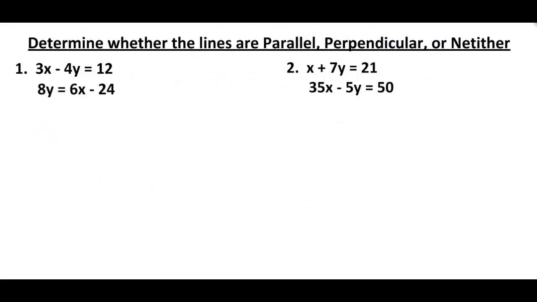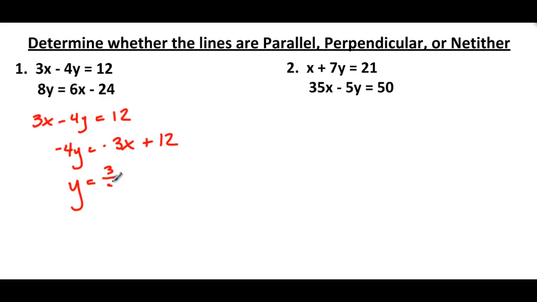So let's look at a couple examples. We have 3x minus 4y equals 12 and 8y equals 6x minus 24. So how can we tell if they're parallel, perpendicular, or neither? Well, the easiest way to do that is to solve for y. So I'm going to take the first equation, our 3x minus 4y equals 12. I'm going to first subtract the 3x over, and then divide by negative 4. And if I divide by a negative 4, I'm going to get a positive 3/4 x, and divide by a negative 4, I'm going to get negative 3. So that's my first equation.